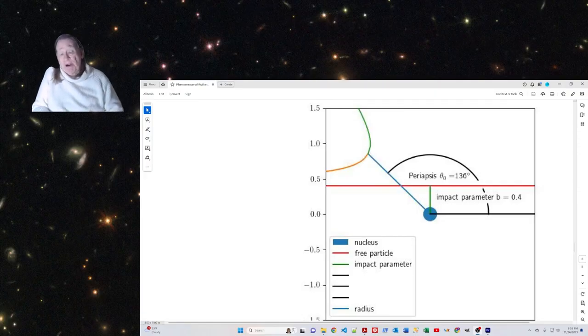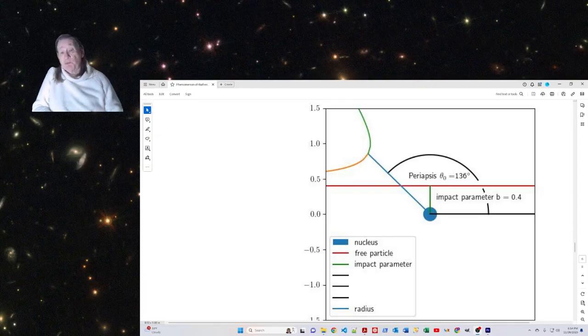The green line represents the distance of closest approach. That's called the impact parameter. And in some derivations, it's referred to as B.